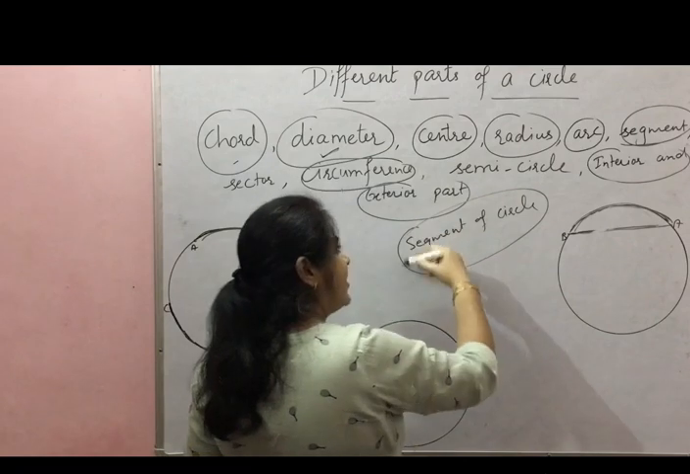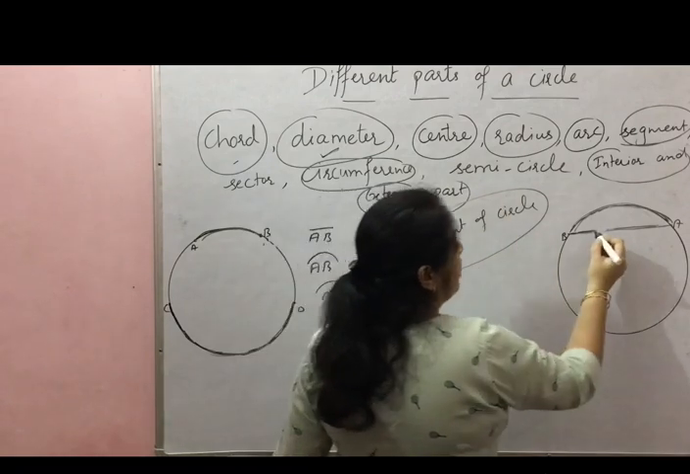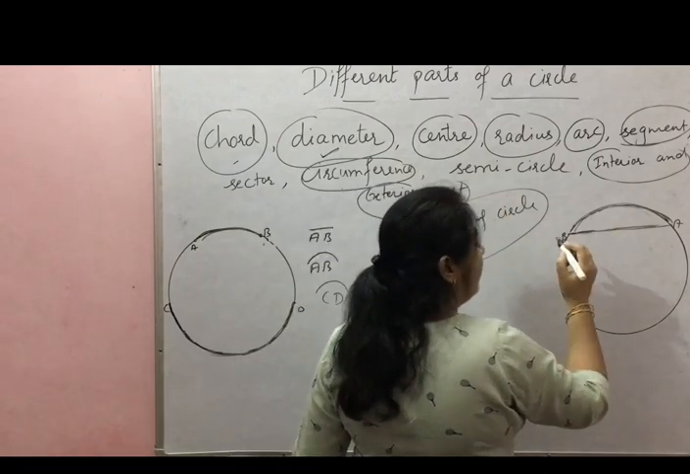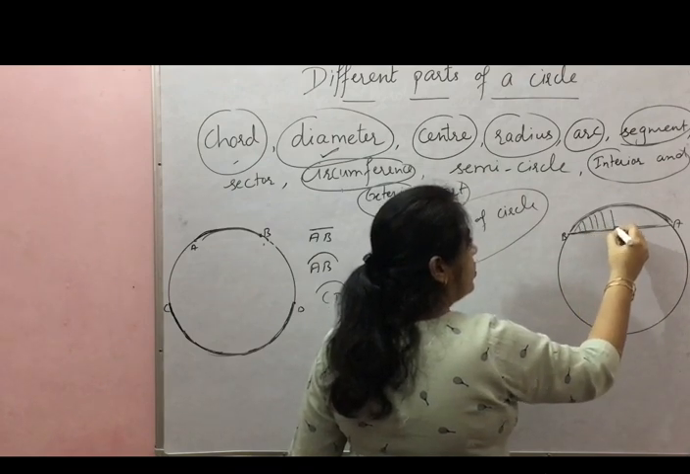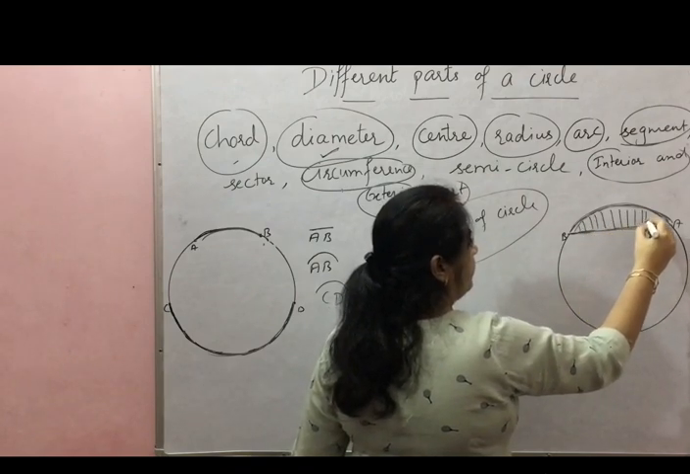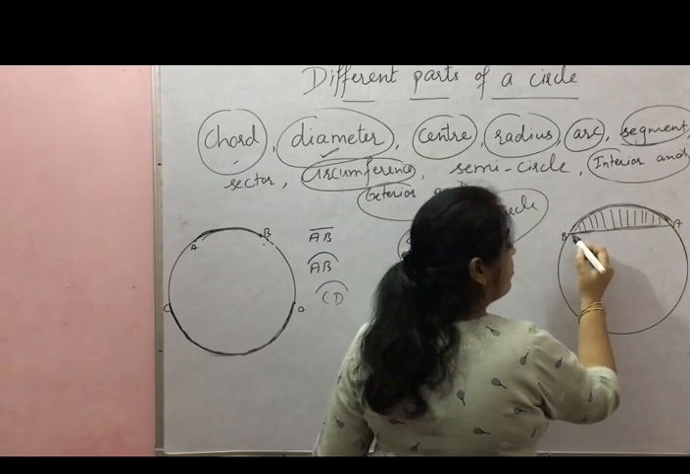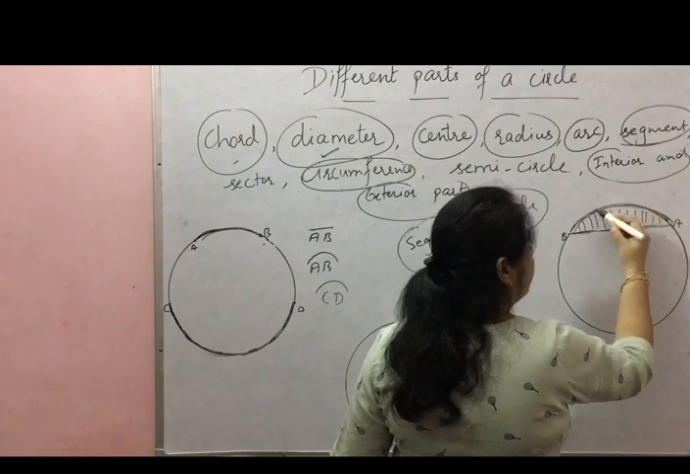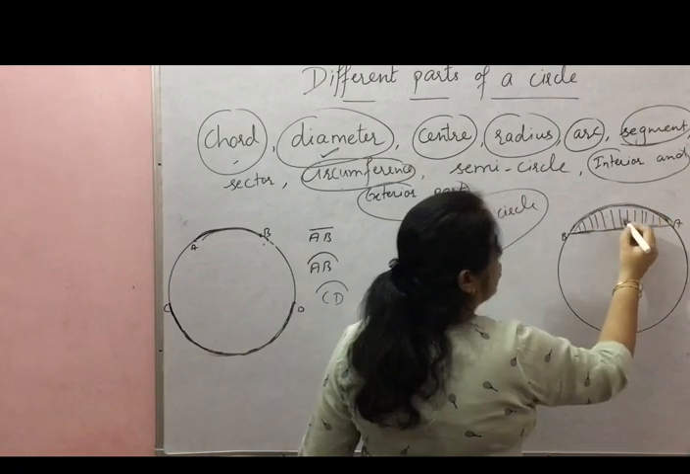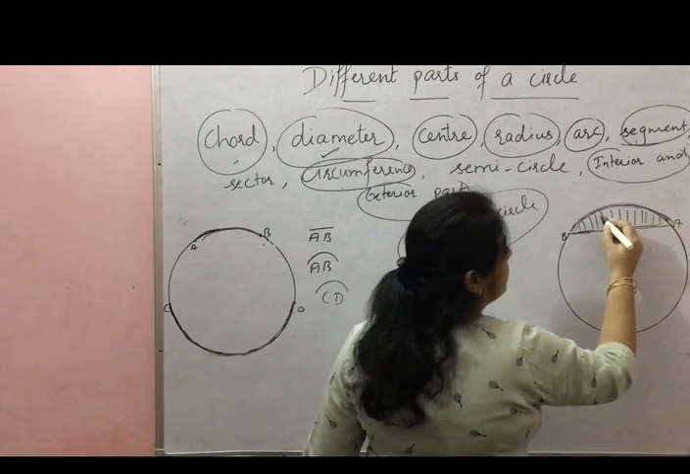So what is the segment of a circle? Segment of a circle is the interior part of the circle which is enclosed, that is, bounded by the chord and the arc. So this is called your segment.